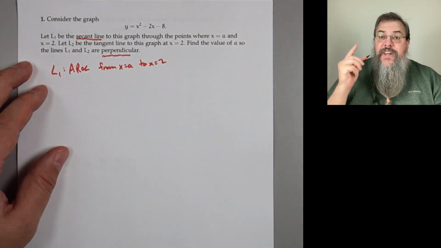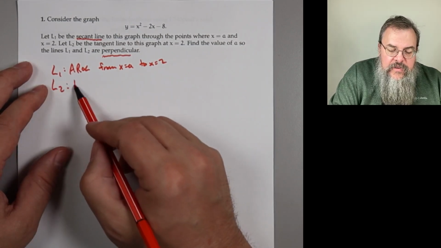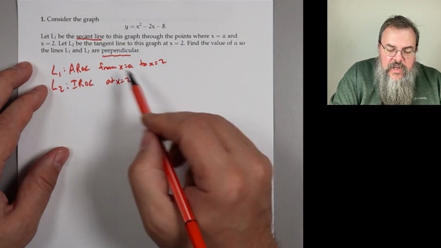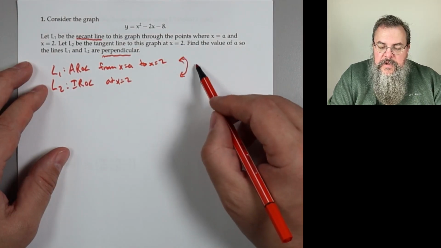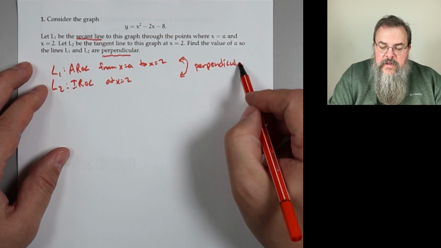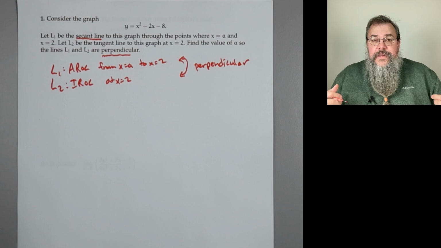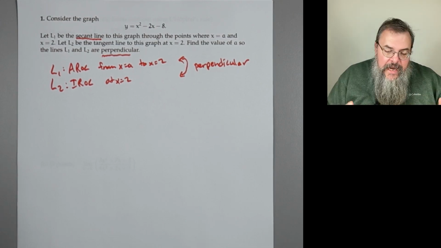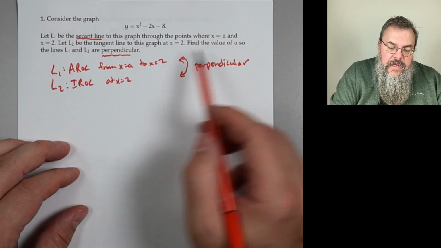Now L2 is a tangent line. So L2 is an instantaneous rate of change at x equals 2, because it's tangent at 2. And we need these to be perpendicular to each other. So we need to talk a little bit about average rate of change, about instantaneous rate of change, and then do some comparisons. Let's start with L1, average rate of change. It's the slope of the secant line from a to 2.